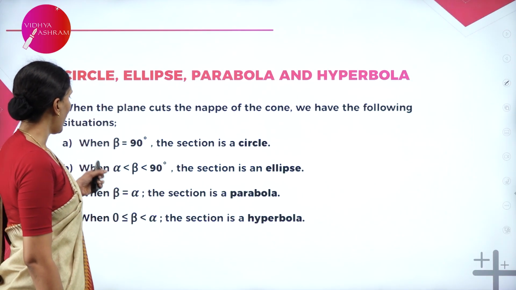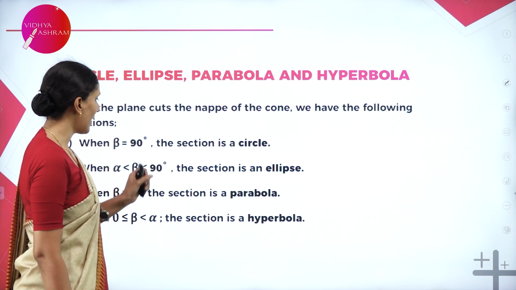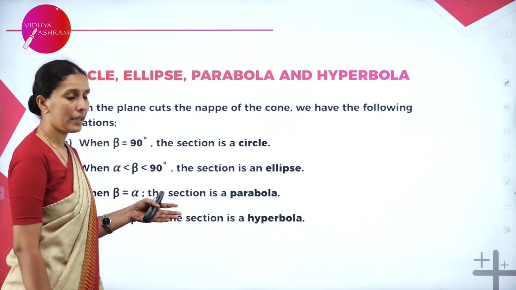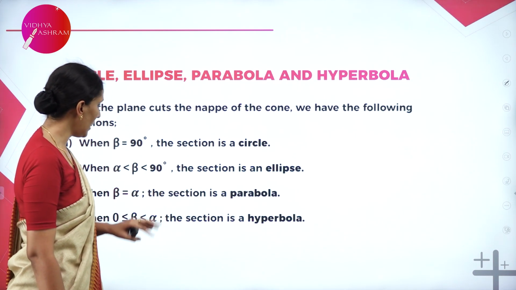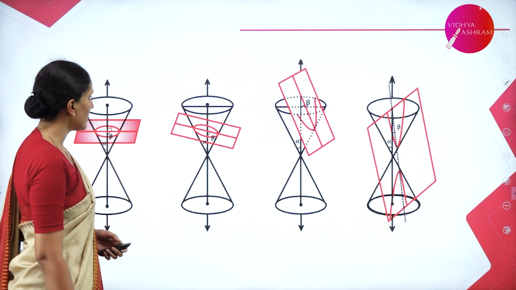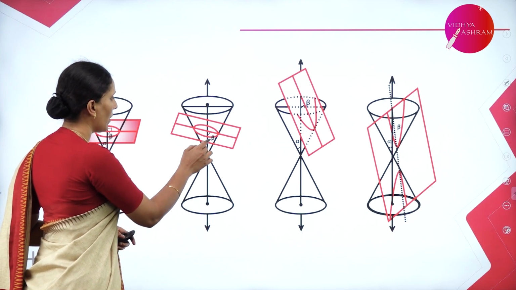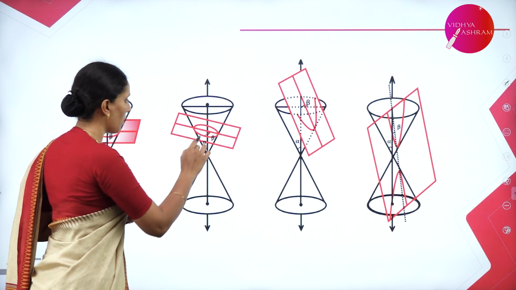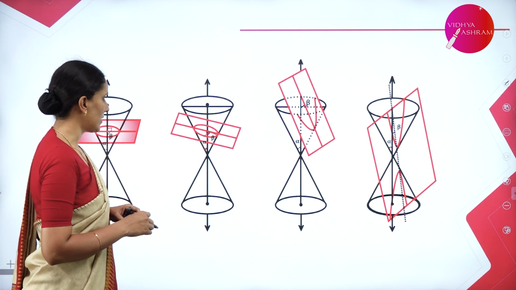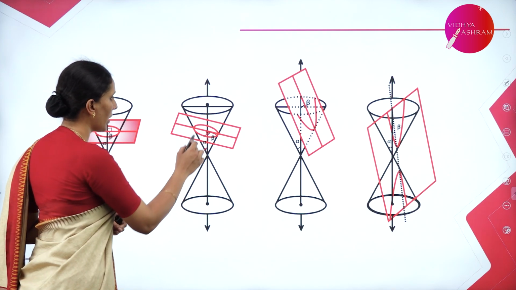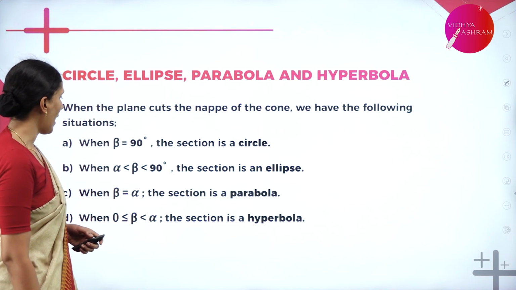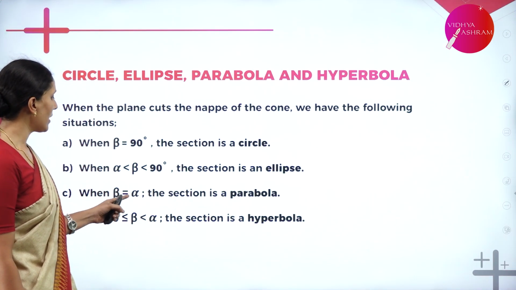Next we have when alpha is less than beta and beta is less than 90 degrees. That means when both are acute angles. Alpha is less than beta, which is obviously acute because beta is less than 90 degrees. When both are acute angles, then the section is an ellipse. You can see from the figure here, the alpha value as well as the beta value is less than 90 degrees. When you measure it in an anti-clockwise direction, and such cases arrive, you can see we can create a curve called an ellipse.